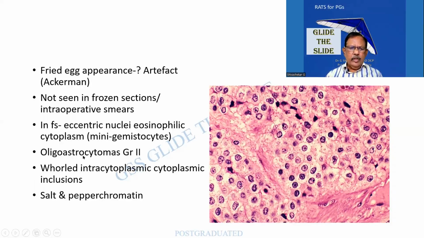Oligodendroglioma along with astrocytoma comes under the diffuse gliomas. So there are some intracytoplasmic inclusions that I had mentioned earlier. Some books say that there can be a salt and pepper pattern of chromatin in the nucleus.